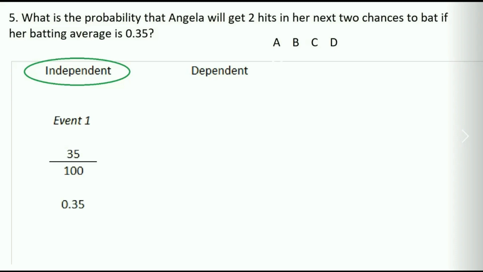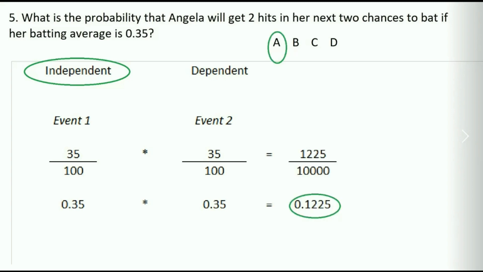Event number 1 is 35 over 100, 0.35. The second event is also 0.35. Because she might strike out the first time, but she might hit the second, and vice versa. She might hit a home run the first time and strike out the second time. So we multiply these together. We end up with 1,225 over 10,000, or 0.1225. The answer here is A. The answer is A.